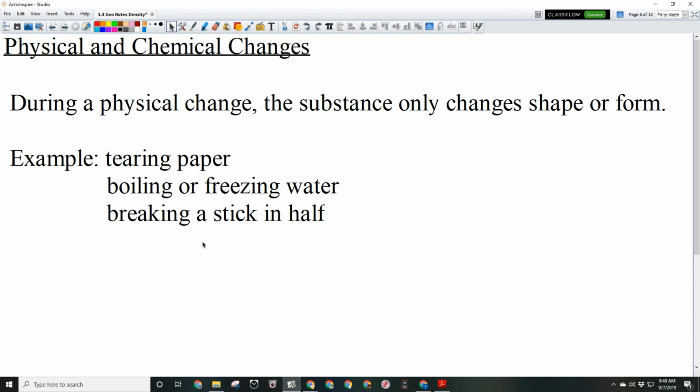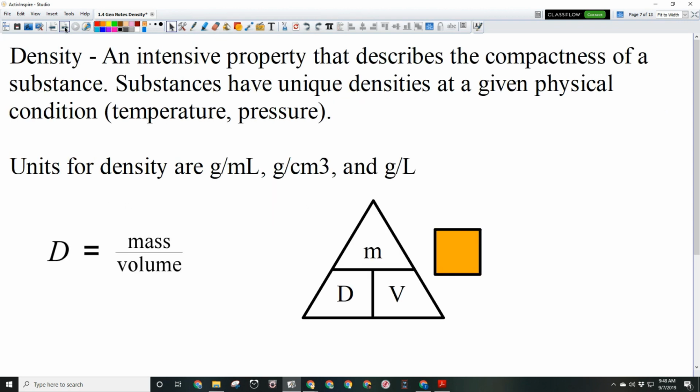Okay. And breaking a stick in half, you have like a popsicle stick. You break the stick in half. Now you have two shorter pieces. It's still wood. Okay. It doesn't change into something else. It's still wood. It's just two different pieces. These are all physical changes. It does not change the chemical composition of the item. It's just a physical change. It's a different shape or form.